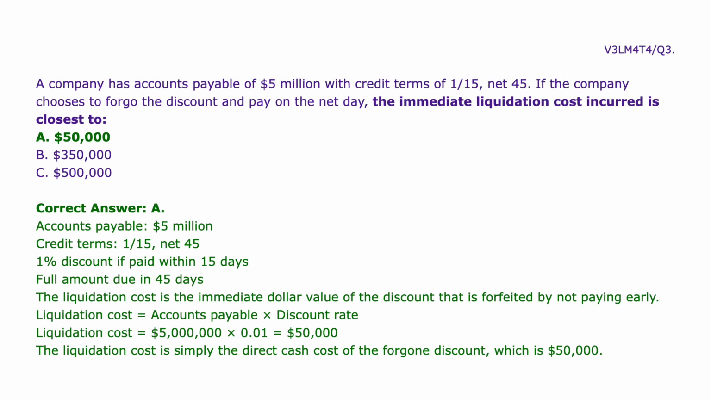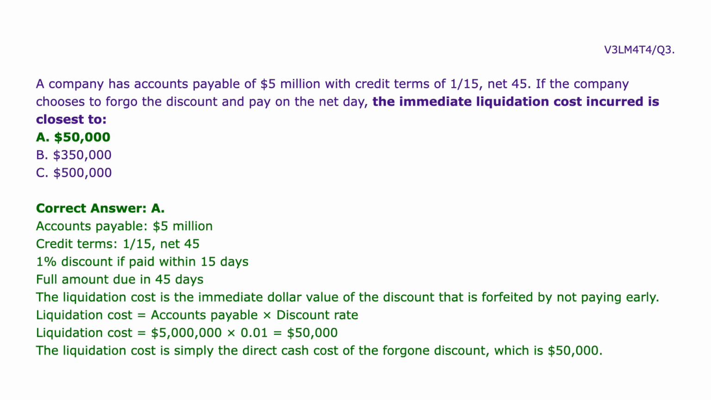Liquidation cost refers to the immediate dollar value of the forfeited discount, rather than an annualized interest rate, EAR. Mathematically, the cost is determined by simply multiplying the accounts payable balance by the discount rate: 5 million times 0.01. Using effective annual rates to determine liquidation cost is incorrect. The goal is to find the direct cash loss resulting from not paying within the discount period.